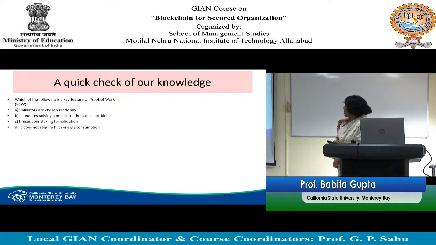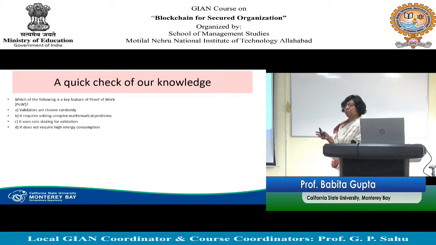Very good. So, are the validators chosen randomly? How are the validators chosen? Everybody is a validator. The first one to solve the problem gets the prize, but everybody gets to participate. Or they can choose not to be, but everybody has the information. As long as more than 50% of the participants engage, we are good. So it requires solving complex mathematical problems.